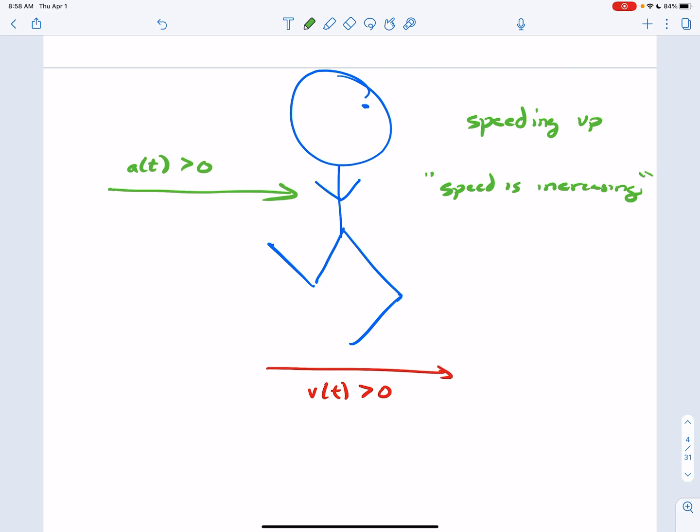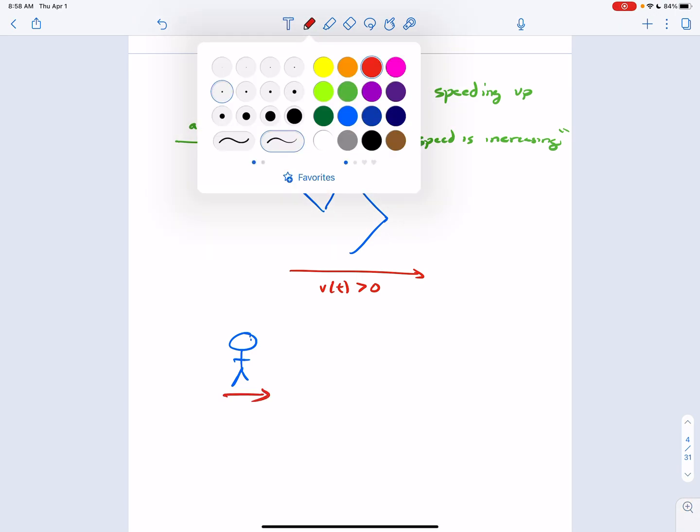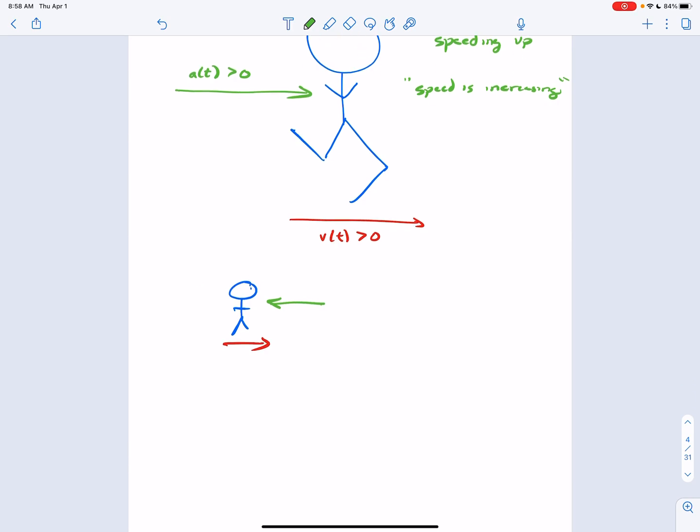So here's the next scenario for you guys. What if, and I'll draw it a little bit smaller here, what if you were running towards the right, but then I decide to push you left? Would you be speeding up or would you be slowing down? Press play when you're ready. In this case here, you would be slowing down, or your speed is decreasing.